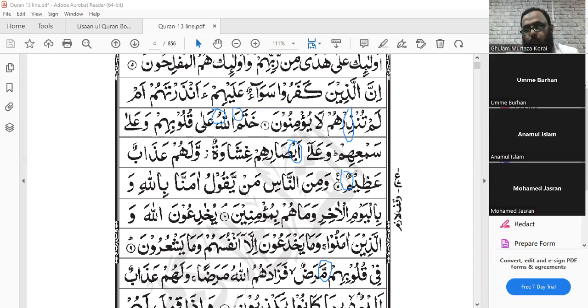Now, if there is tanween on any word like azimun, because of the tanween, it is known as munawwan. If there is tashdid on any word like qulubihim maradun, now there is tashdid on meem. This word is known as mushaddad. I repeat whatever I have told you, then I'll start asking you.